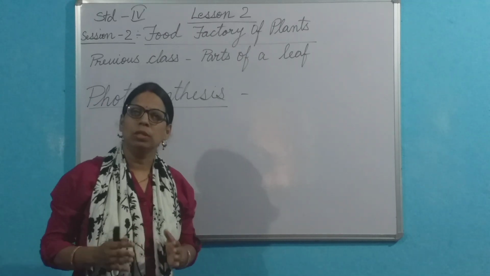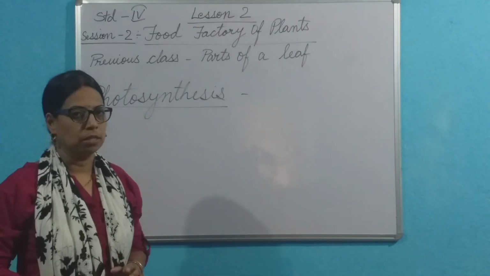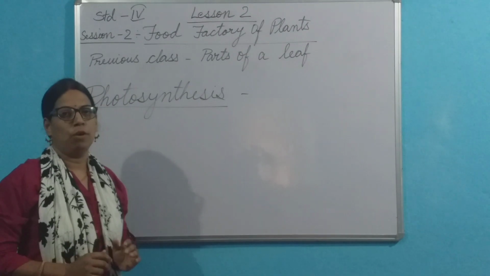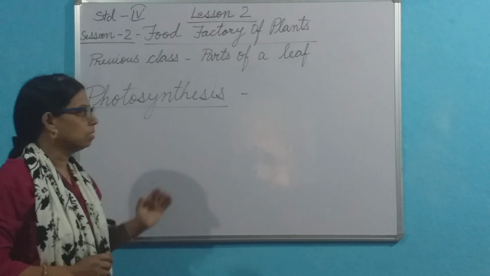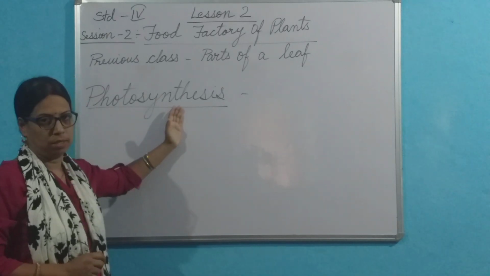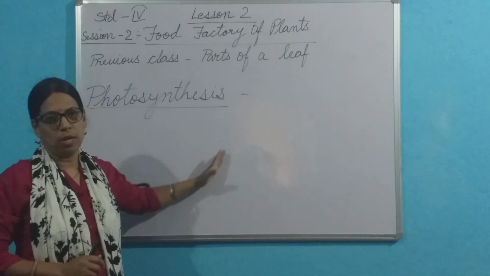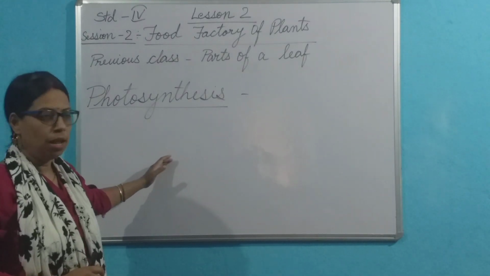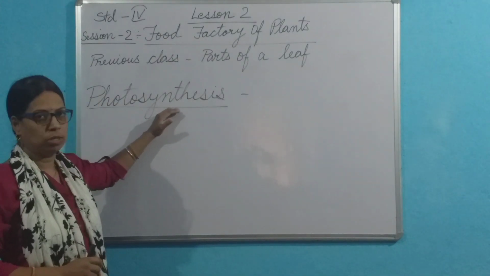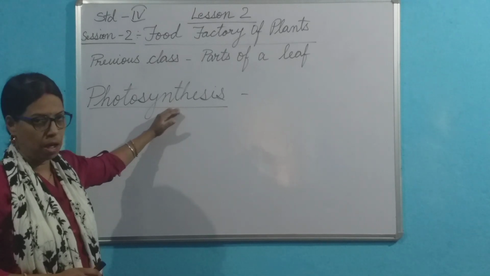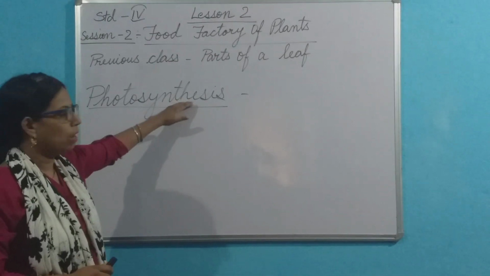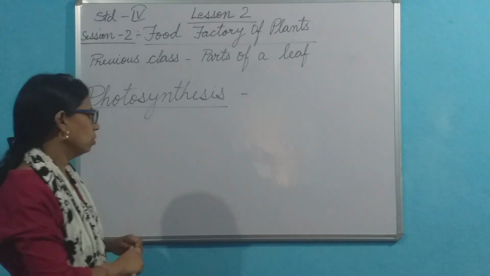Now how do these leaves prepare food for the plant? Leaves prepare food for the plant by the process called photosynthesis. So what is this process? Let me define photosynthesis first, then we will go into detail on how this process of photosynthesis takes place in the plant. So now we are going to define photosynthesis. What is photosynthesis?